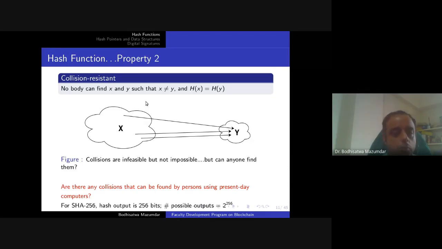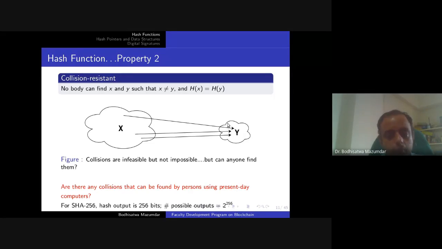But the input can be a bit string of any length. So obviously, the domain size, that is the cardinality of the set x, would be much higher compared to the cardinality of the range of the function. That means it is inherently possible that you can find two inputs, say x and y, which map to the same output.